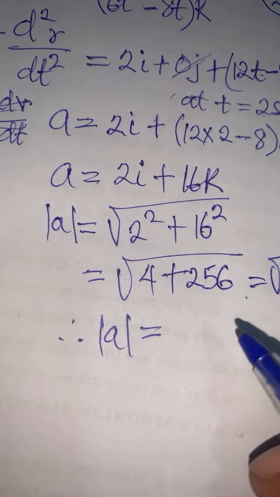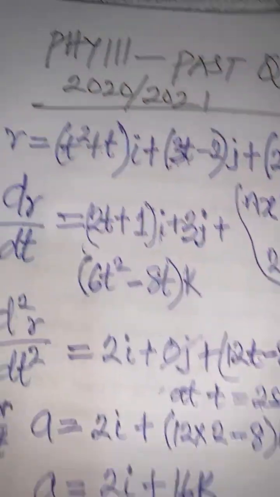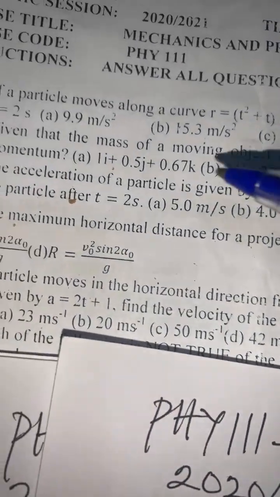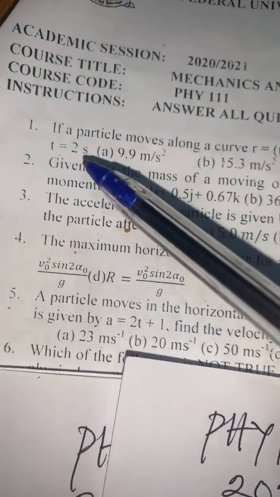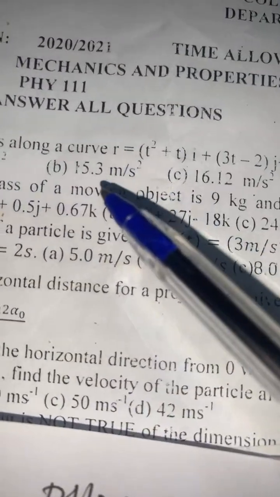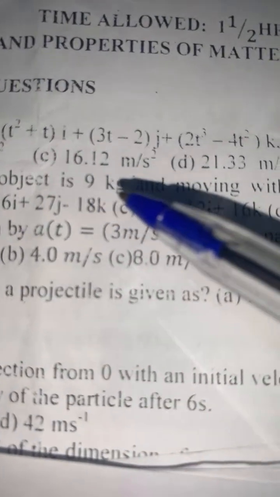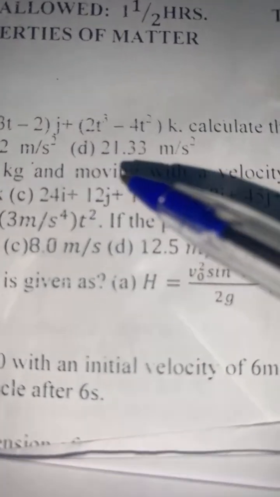We don't want our answer in surd form, because our options here are not in surd form. Look at it. Option A is 9.9 meters per second squared. Option B is 15.3 meters per second squared. Option C is 16.12 meters per second squared. Option D is 21.33 meters per second squared. So which of them do you think is the answer after you have checked the square root of 260?